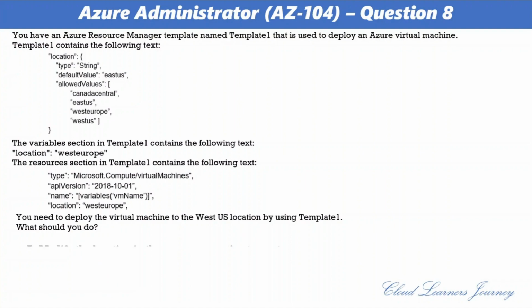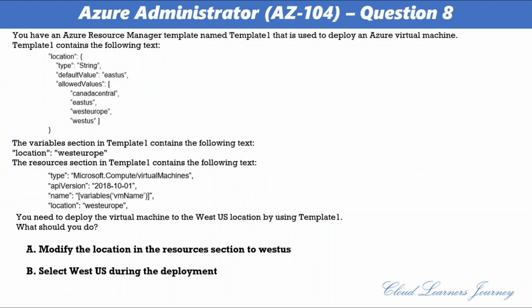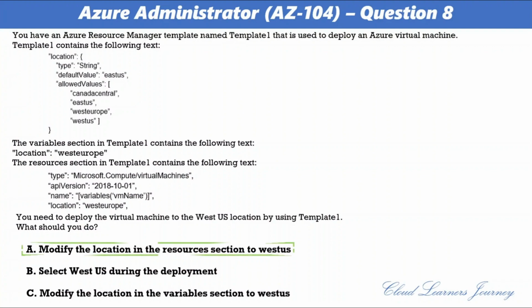What should you do? And the options are A. Modify the location in the resource section to West US. B. Select West US during the deployment. C. Modify the location in the variable section to West US. And the correct option is A. Modify the location in the resources section to West US. You can change the location in resources. To allow flexibility when deploying the template, use a parameter to specify the location for resources.